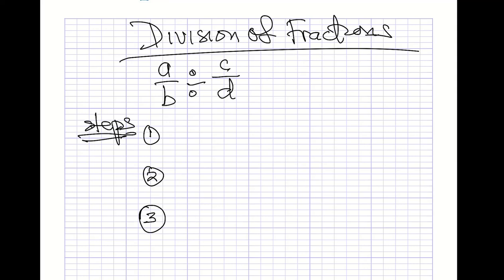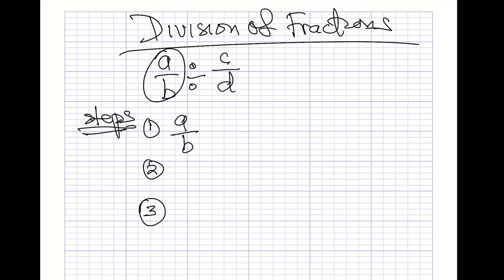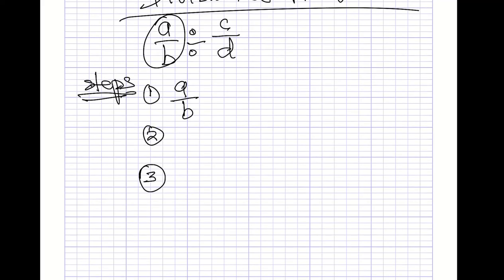Now we'll go to division of fractions. Let's say you have 2 fractions, A over B divided by C over D. Now, you just follow 3 simple steps, everything will be easier, right? You take this fraction here, you leave it as it is. You write it like this, and you leave it, right?